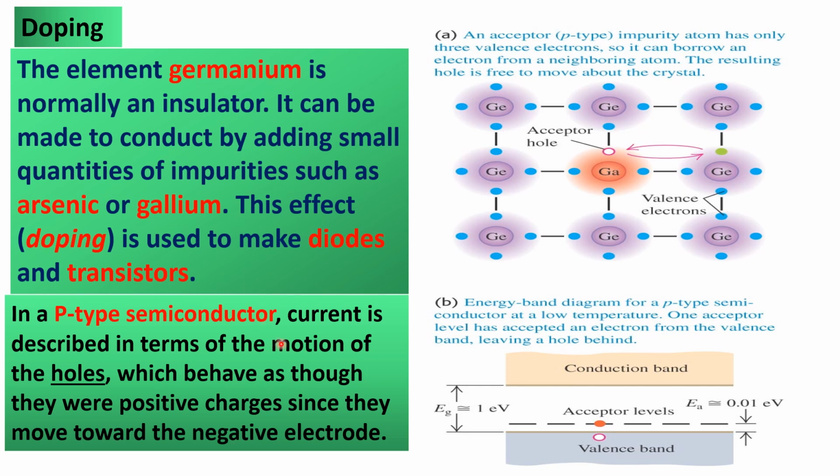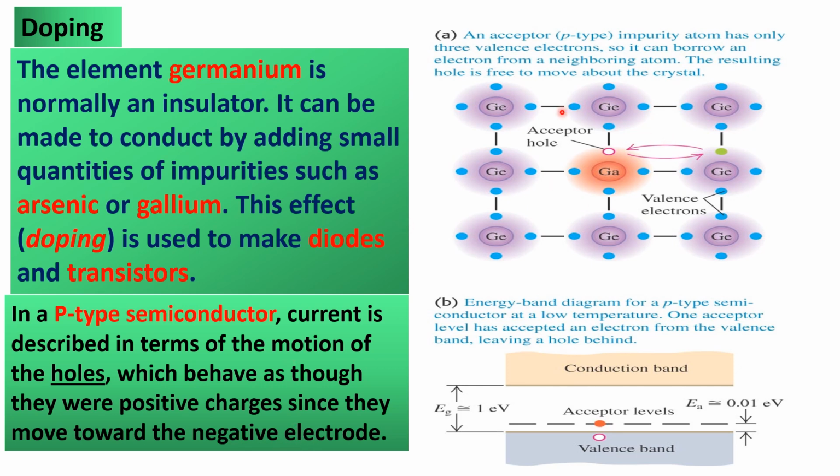So, if we are going to use an impurity element such as gallium, gallium has 3 valence electrons. It belongs to family 3. So it is a kind of semiconductor known as a p-type semiconductor. In this type of semiconductor, current is described in terms of the motion of the holes. These holes behave as though they were positive charges since they move towards the negative electrode.